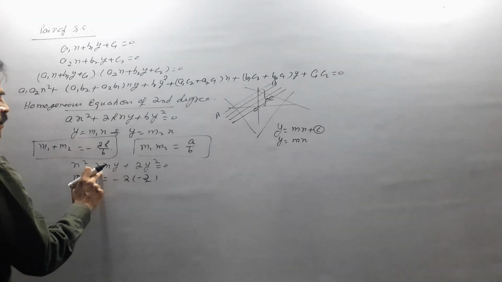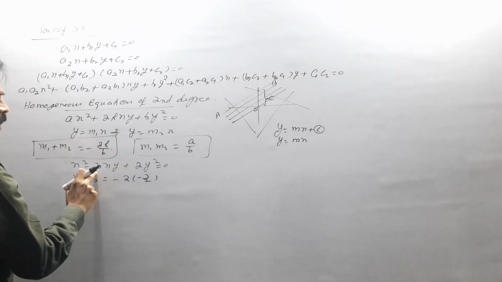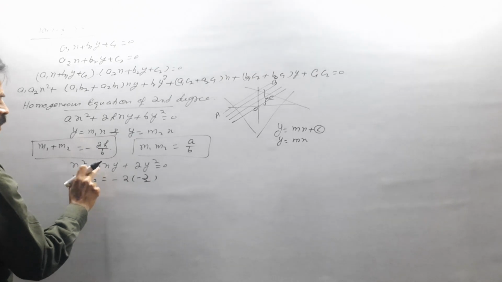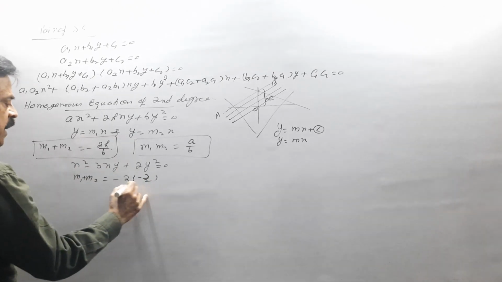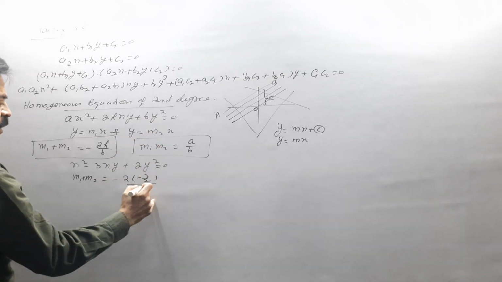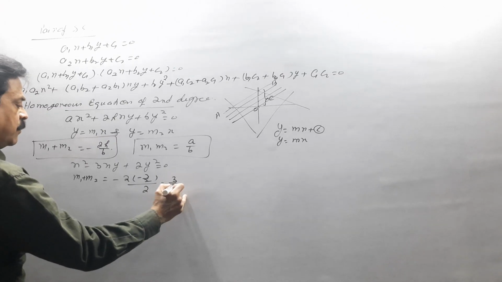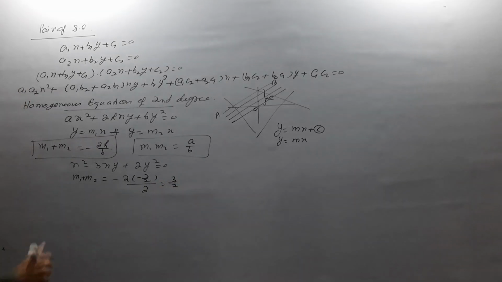The coefficient of xy is 2h, and the coefficient of xy here is minus 3, so 2h equals minus 3, h is equal to minus 3 upon 2. And the value of b is the coefficient of y square, which is here 2. So this 2 and this 2 will cancel, minus minus plus, 3 upon 2 is the sum of slopes.